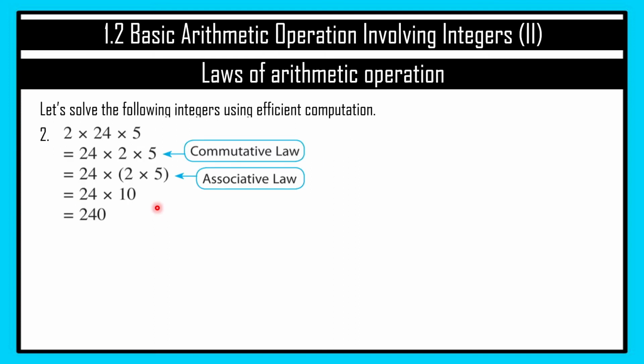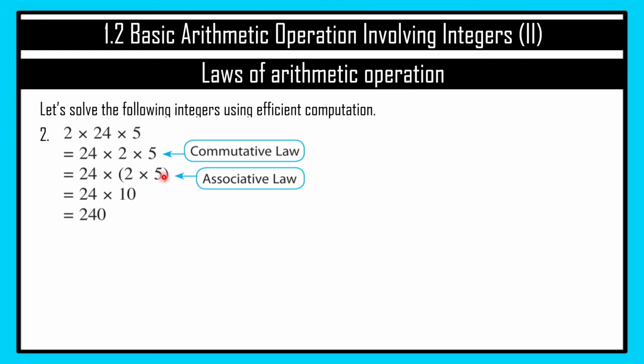Next one. In this question we are going to see two laws. The first law is commutative law. Commutative means it can move. So we are going to move 2 to the back where it becomes 24 multiply 2 multiply 5. Now it is easier for you to multiply 2 multiply 5 because it affects the following step, which is the associative law. Remember, multiplication obeys the associative law.